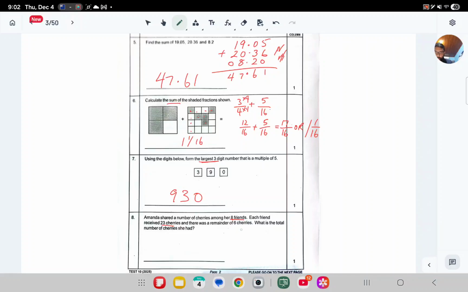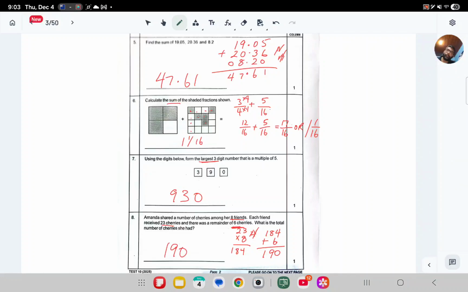To do this now, we take the quotient multiplied by the divisor. So 23 multiplied by 8. 8 by 3 is 24. 8 by 2 is 16, add 2 is 18. So that's 184. Now we have the remainder. So we need to add on the remainder to that total. So 184 add 6 will give us 190.